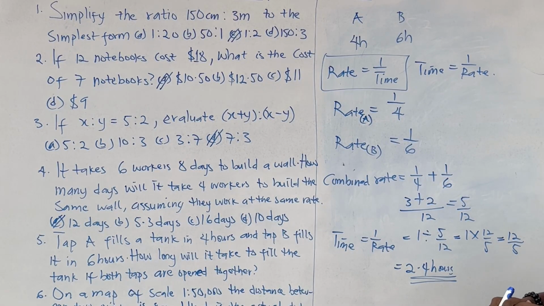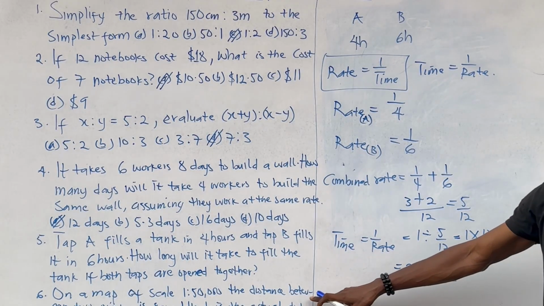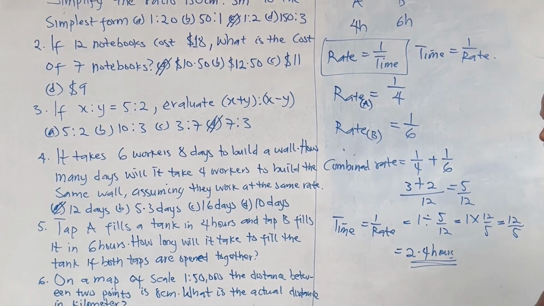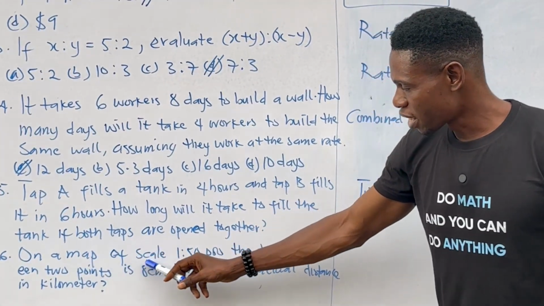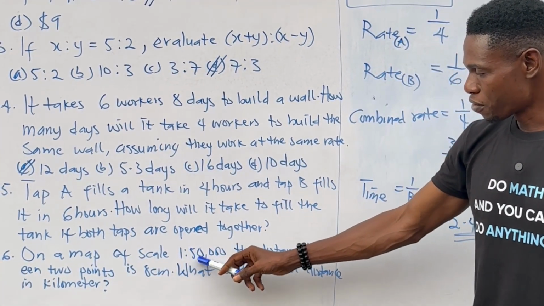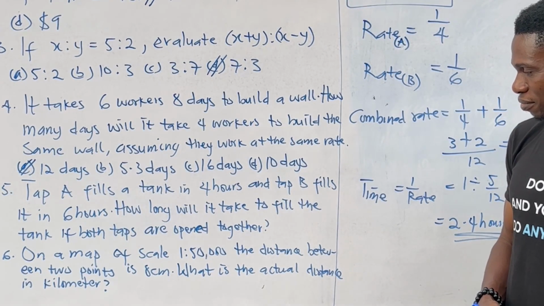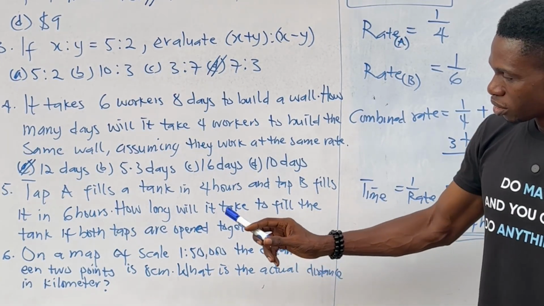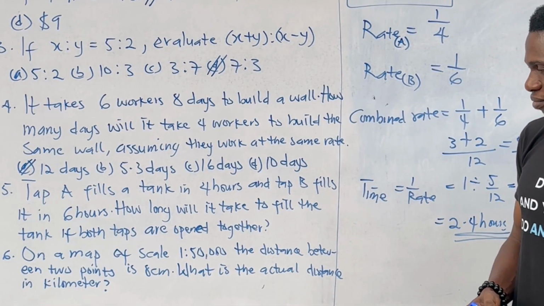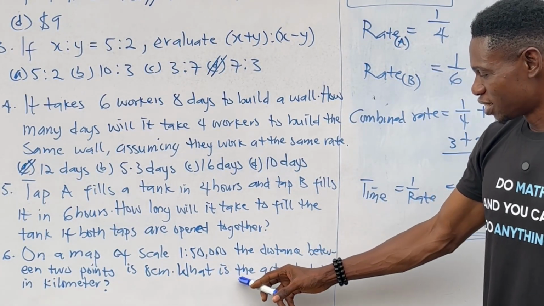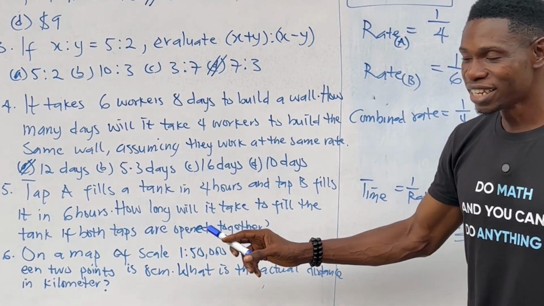So for question 6, I will allow you to do that one, but I think that one is very easy. So can you see question 6? Okay, so for question 6, it says on a map of scale 1 to 50,000, the distance between 2 points is 8 centimeter. What is the actual distance in kilometer?